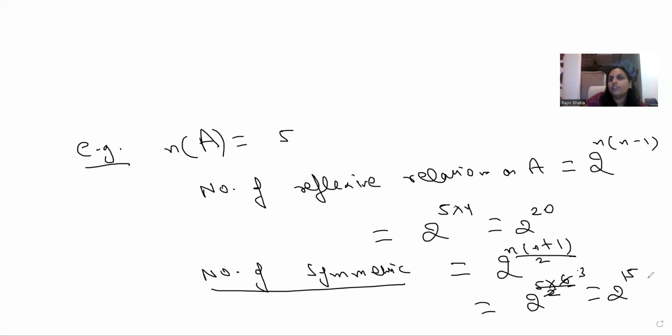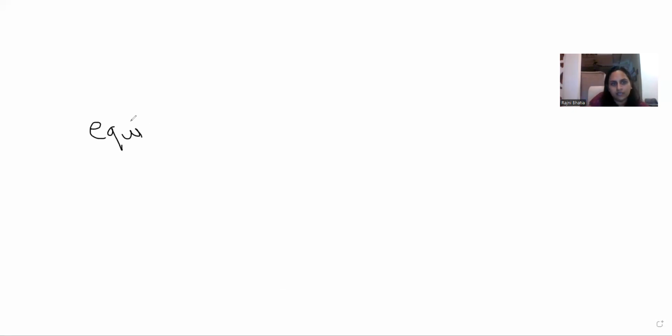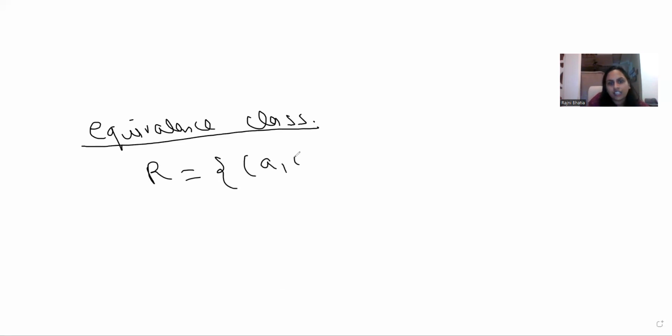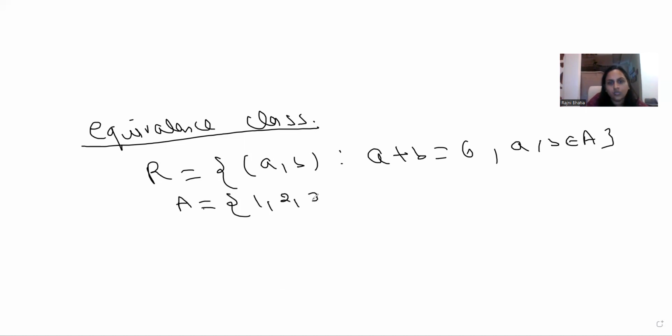Now, the second thing that we need to do in 1.1, which is not mentioned in NCERT, is to find out the equivalence class. Now, what is an equivalence class? Suppose a relation R is defined as (a, b) such that a plus b is equal to 6, and a and b both belong to the set A, where the set A is defined as 1, 2, 3 and so on up to 10.